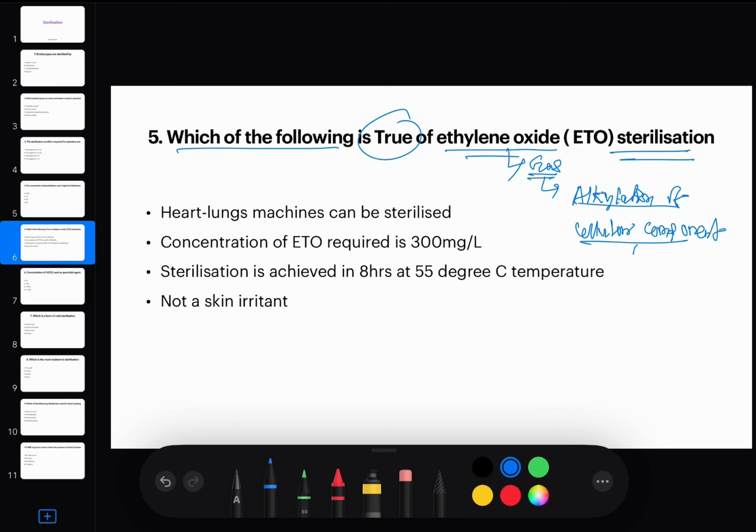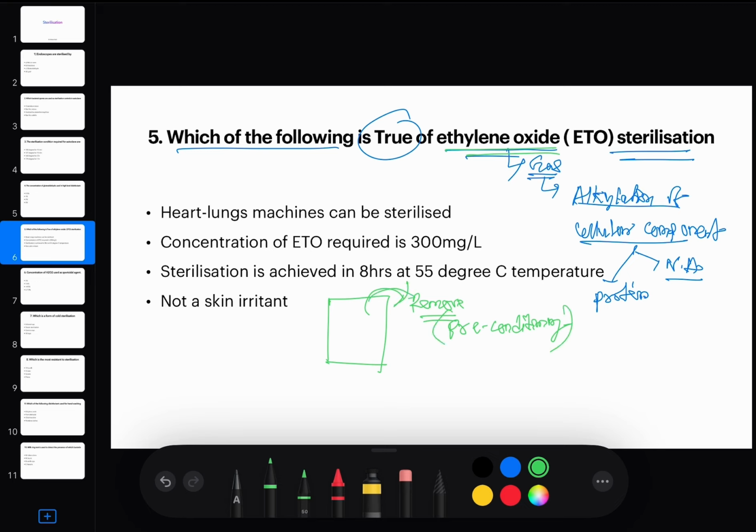What is the cellular component? That is the protein and nucleic acid, that is the RNA or DNA or both. Okay, this is a gaseous method of sterilization. In this method, what are the conditions for ETO sterilization? First, it is an ETO machine. First we remove the air. In the first step, we remove the air. This process is called preconditioning.